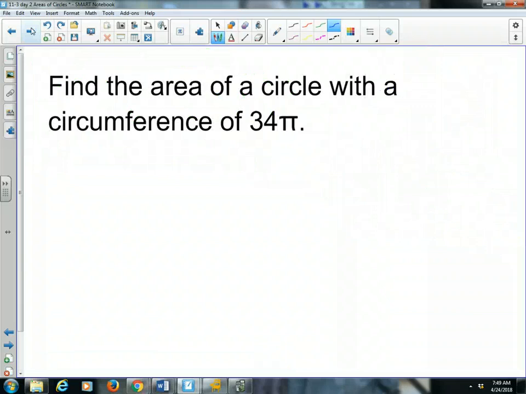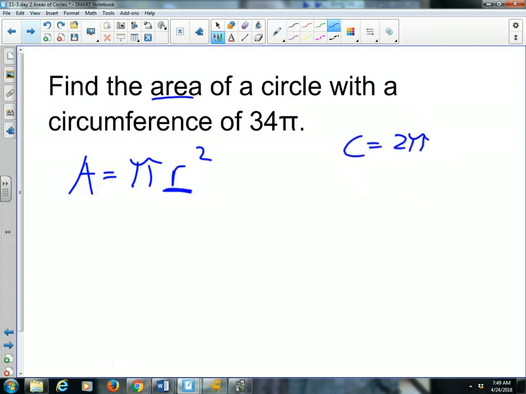Okay, on this one, find the area of a circle with a circumference of 34 pi. Well, the area of any circle is pi radius squared. So all I need to know is the radius, and I can find the area. The circumference equals 2 pi r. So if I have the circumference, I can now find my radius.